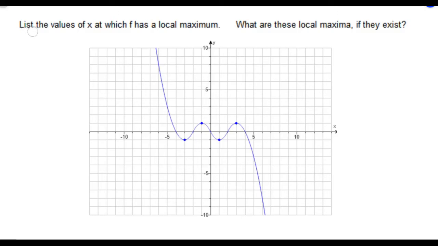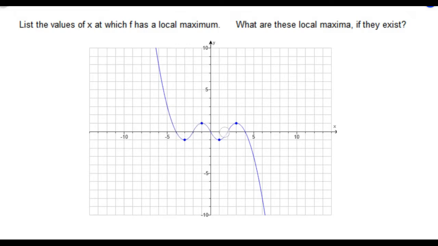In this question, we want to list the values of x for which f has a local maximum, and what are these local maxima, if they exist. So I'm looking at the graph and trying to determine if I have any local maximum. And what I'm looking for are changes in the graph's increasing and decreasing.